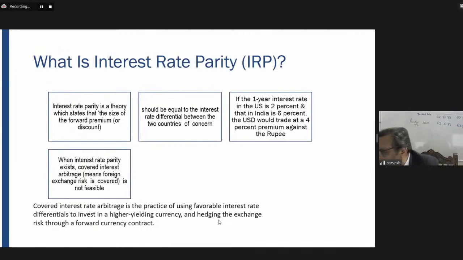Now, someone asked me to please repeat purchasing power parity. Okay, I'll repeat that. Let me finish this a bit, and I'll come back to the purchasing power parity theory.